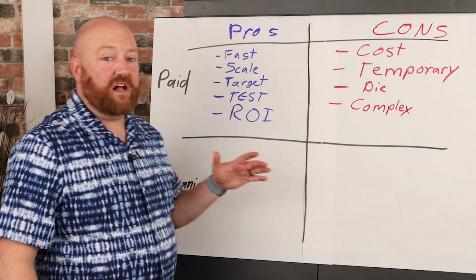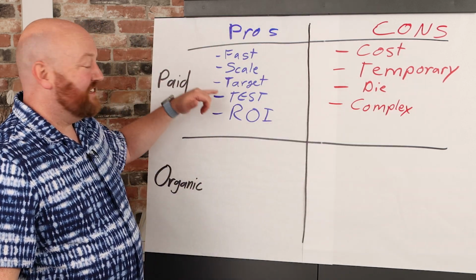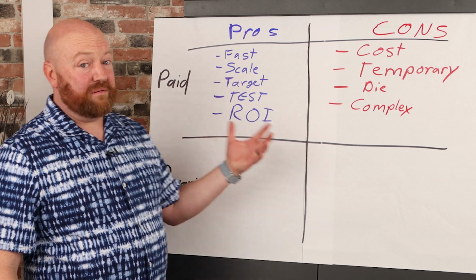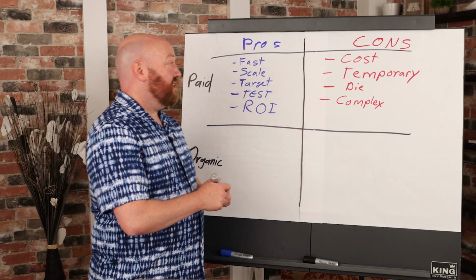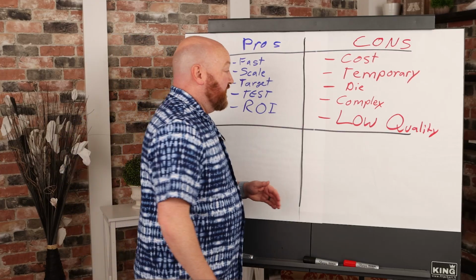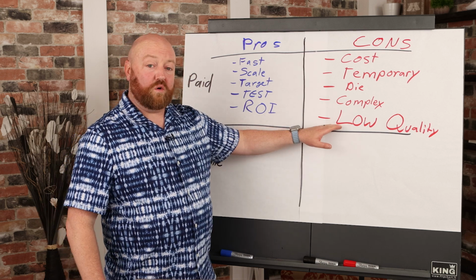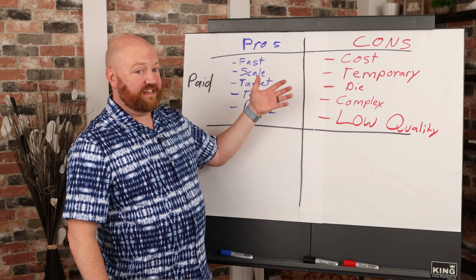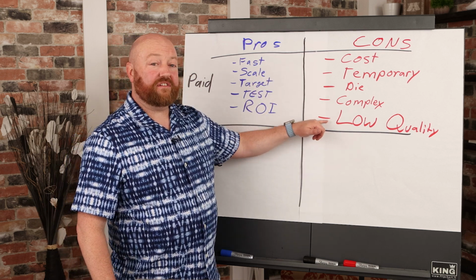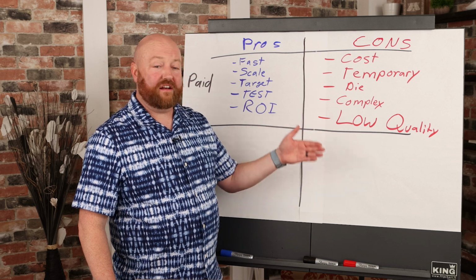If people have a small budget and they're not able to iterate and test as much, they might not be able to figure it out. And probably the biggest con for paid advertising, by default, you're going to generate low quality leads. You're going to get a high quantity, but a low quality. You're really going to have to filter through these leads to find customers.